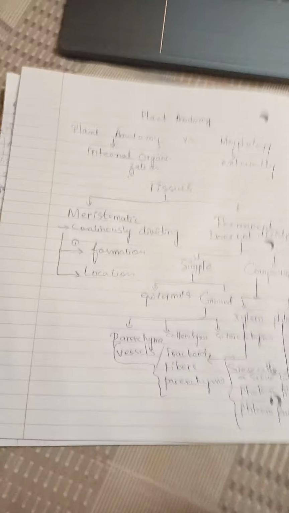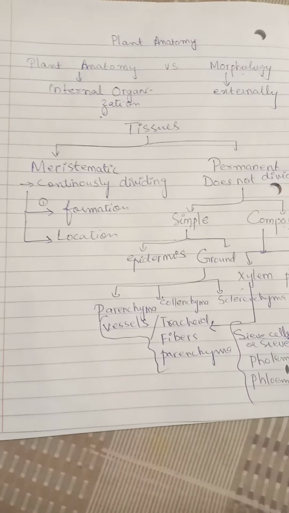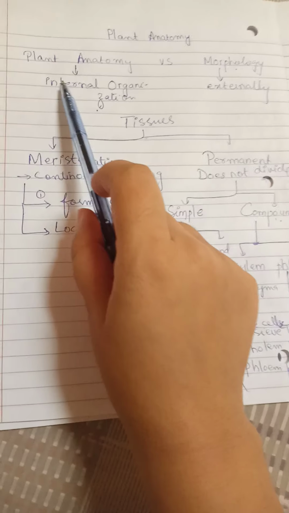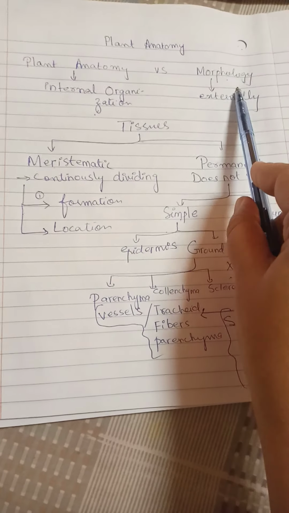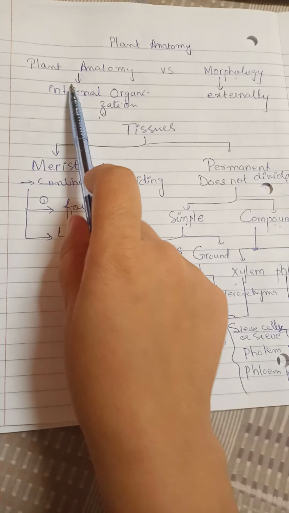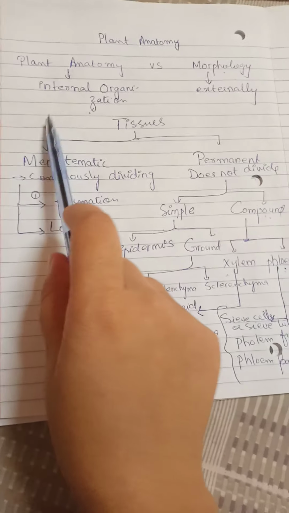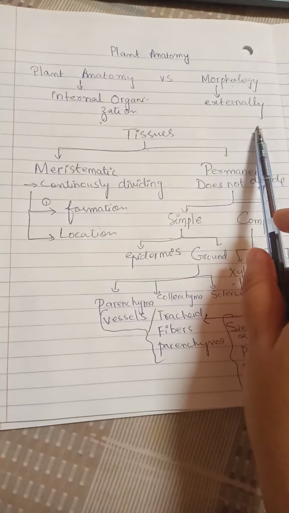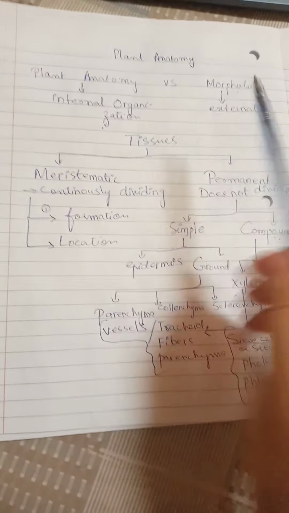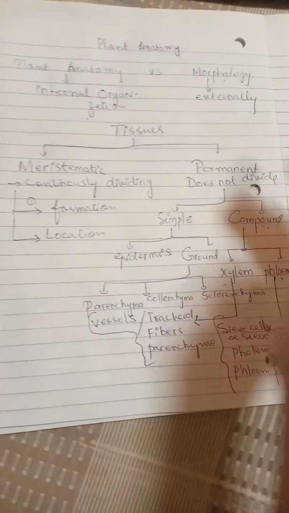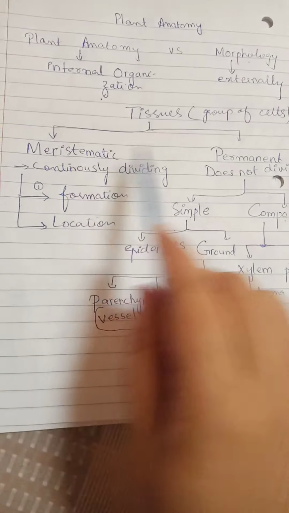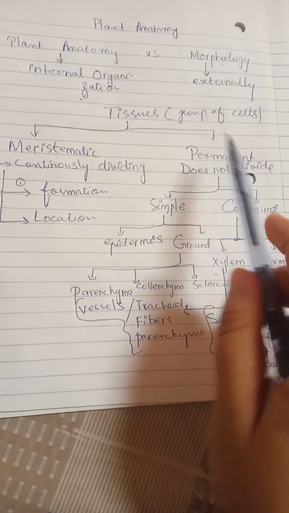Okay, so in this lecture we have covered the differentiation between plant anatomy and plant morphology. In plant anatomy, we study the internal organization at cell level and tissue level, whereas in morphology, we study the plant externally. Tissue is a group of cells. So there are two types of tissue: meristematic tissue and second is permanent tissue.